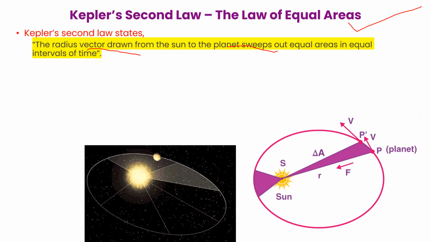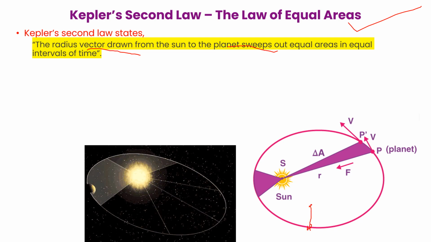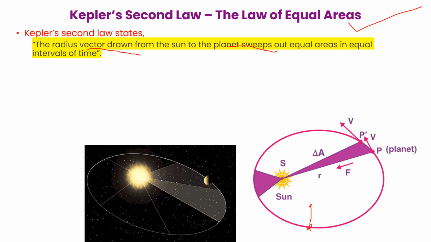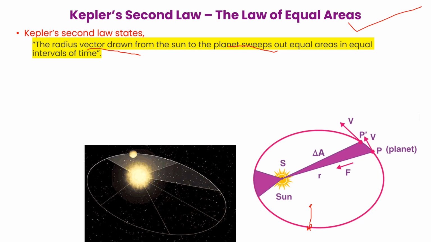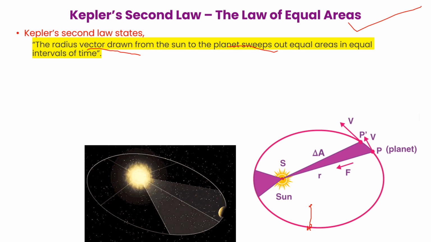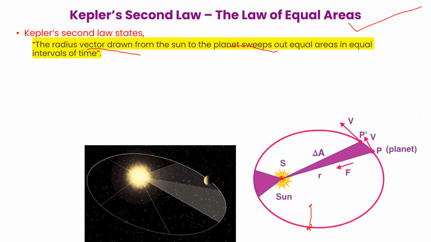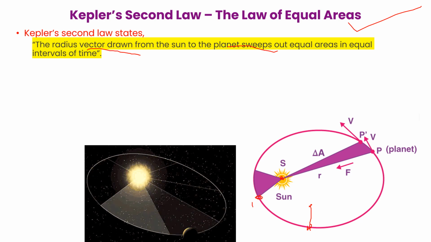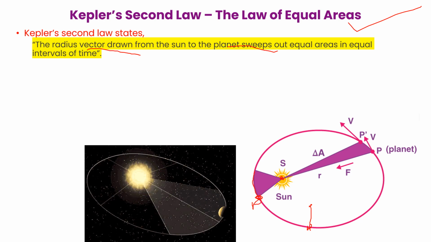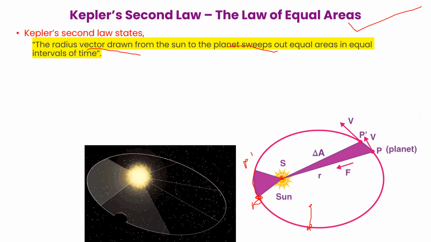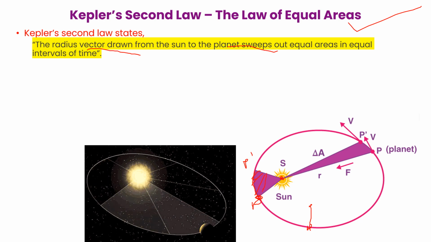Suppose the sun is at this point and the planet is at this point. So the line drawn from the sun to the planet is known as the radius vector. Correct? Now, this sweeps equal areas in equal intervals of time. That means, consider, students, suppose the sun is at this focus. Initially the planet is at this point. Correct? Where is the planet? Here. Now, after 1 month the planet reaches this point. Consider P prime. Correct? So this much area is covered by the planet.